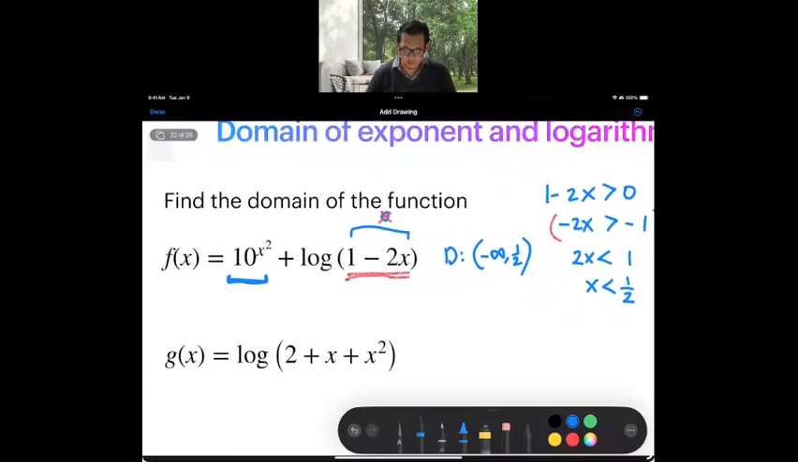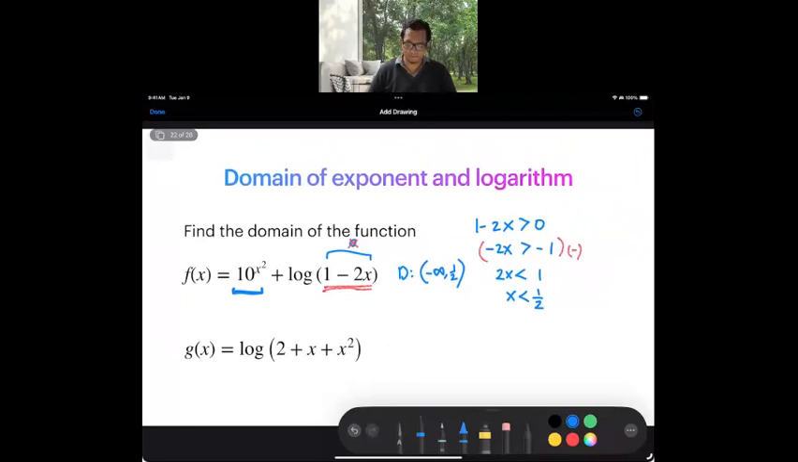How about number two, function g? Number two should be the same, with the same reason as number one. We have log, right? And then you need to solve the quadratic, right?